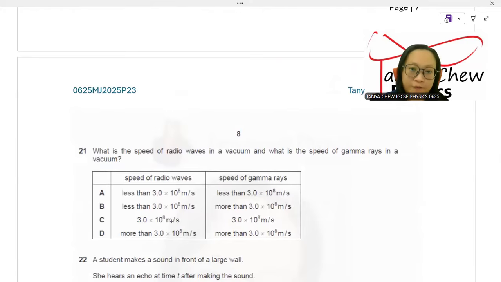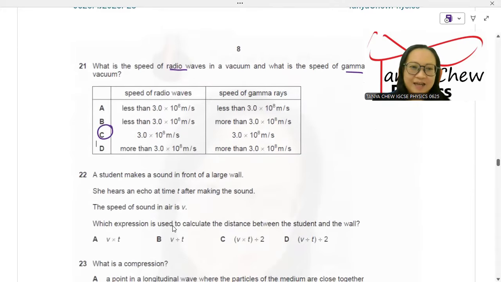Number 21, what is the speed of radio wave in vacuum and what is the speed of gamma ray in vacuum? Radio waves and gamma rays are both electromagnetic waves that travel with the speed of light in vacuum. C is the answer.